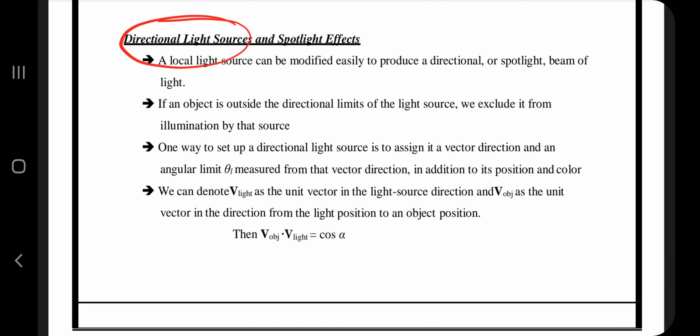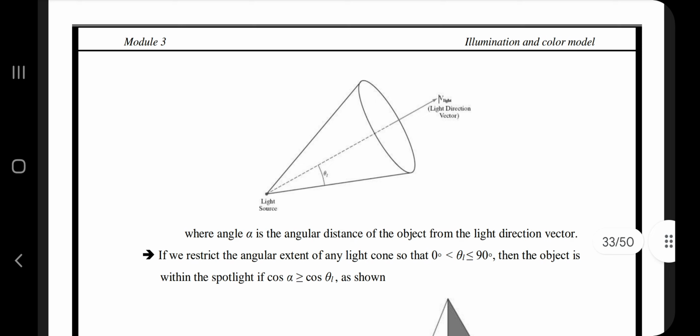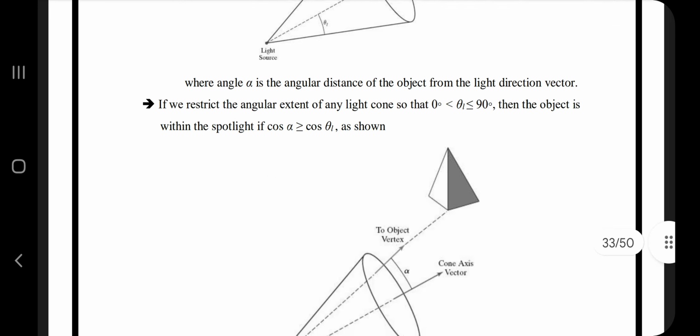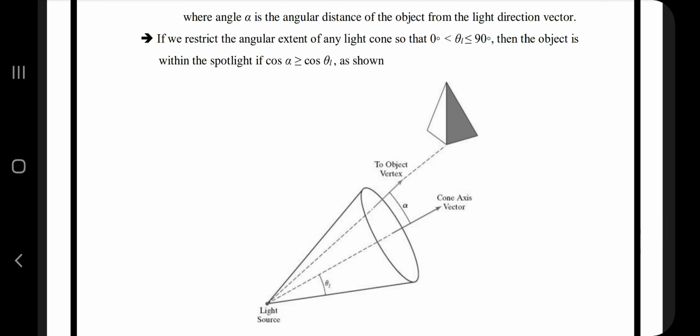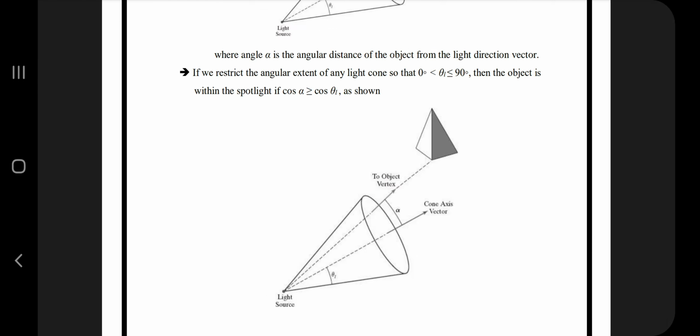Directional light sources. In directional light sources, you will have one particular direction in which the light source is defined. So it will be radiating in the angular form, meaning in the cone form, and the object will be lighted accordingly. Where the light comes, there it will be lighted. Where it is not coming, it will be left dark. That is called a directional light source.